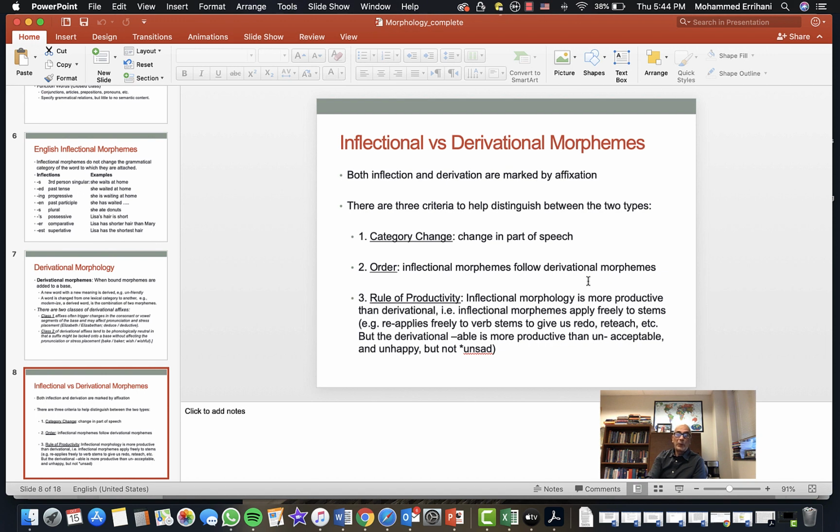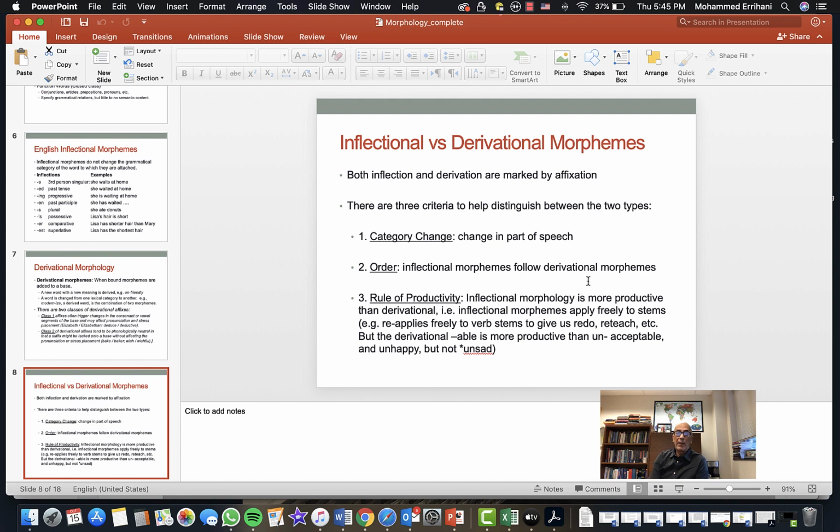It tells you it's the third person singular. It just gives you more grammatical information. It doesn't do anything to the word. It doesn't really change the category. Therefore, inflectional morphemes typically occur at the end.